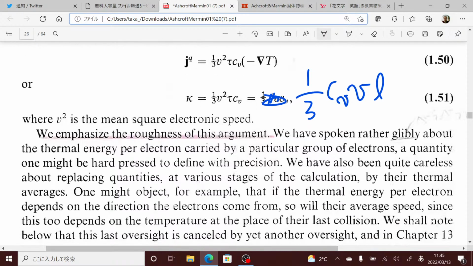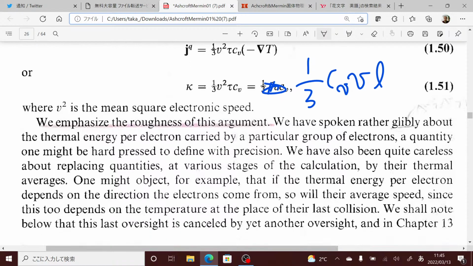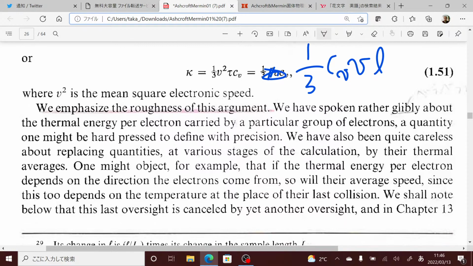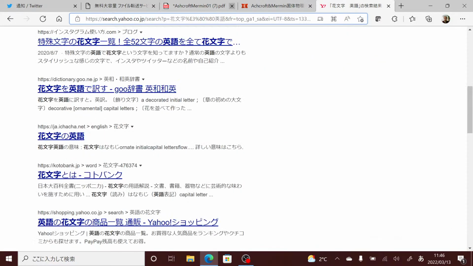We emphasize the roughness of this argument. We have spoken rather glibly about the thermal energy per electron carried by a particular group of electrons, a quantity one might be hard pressed to define with precision.